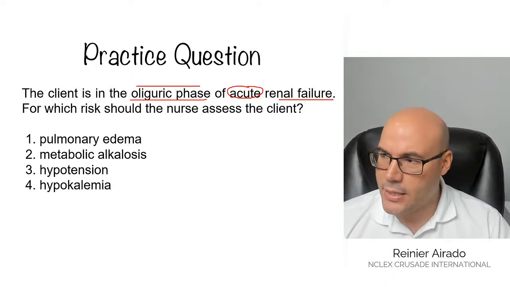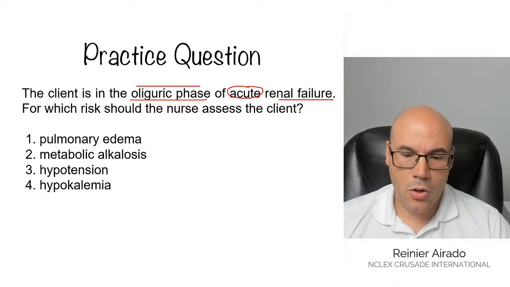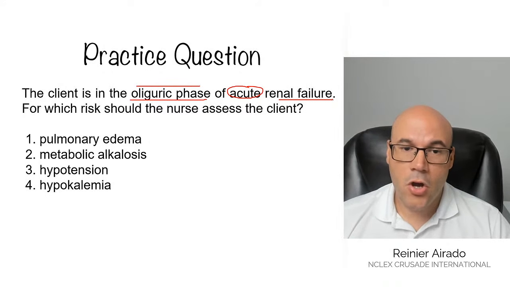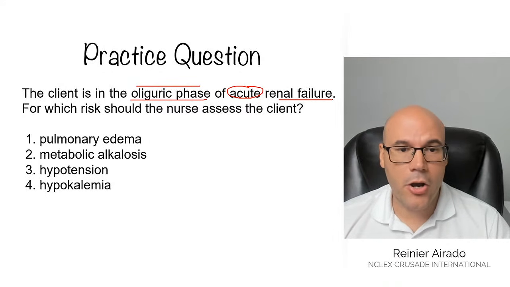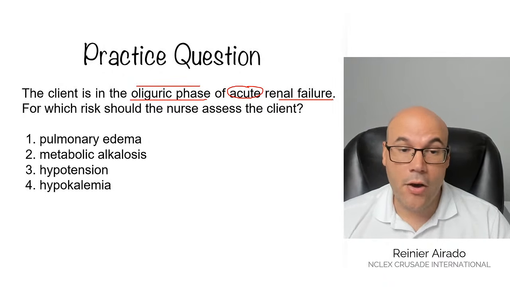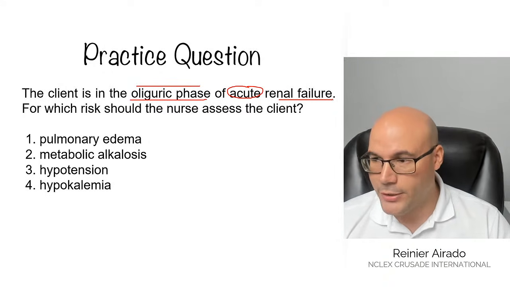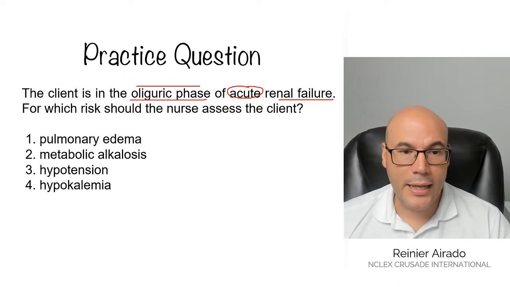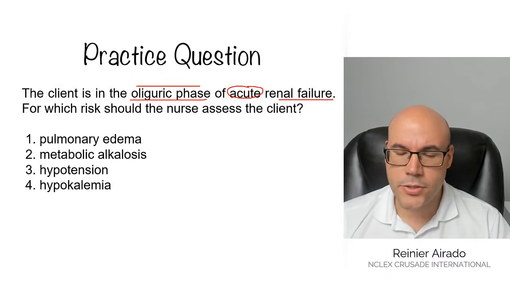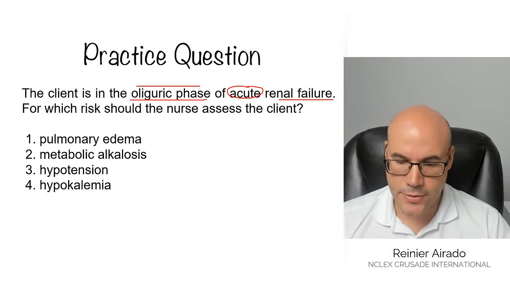For which risk should the nurse assess the client? In other words, what conditions can develop in a patient who is in acute renal failure in the oliguric phase? Now you have pulmonary edema, metabolic alkalosis, hypotension, and hypokalemia. So let's discuss each one of these answers and let's see if we can eliminate some of them.